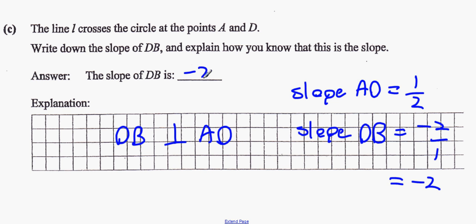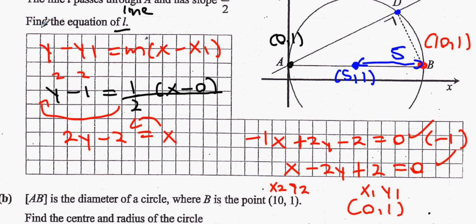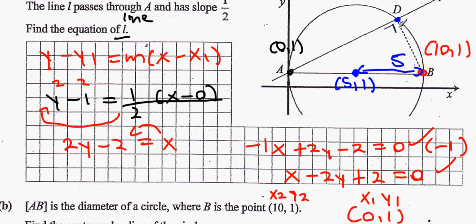Okay? We know that's minus 2. We know that the slope of DB is minus 2 because the sign in the question says that it's at 90 degrees. So because it's at 90 degrees, this means that DB is perpendicular to AD. Therefore, the slope has to be minus 2.